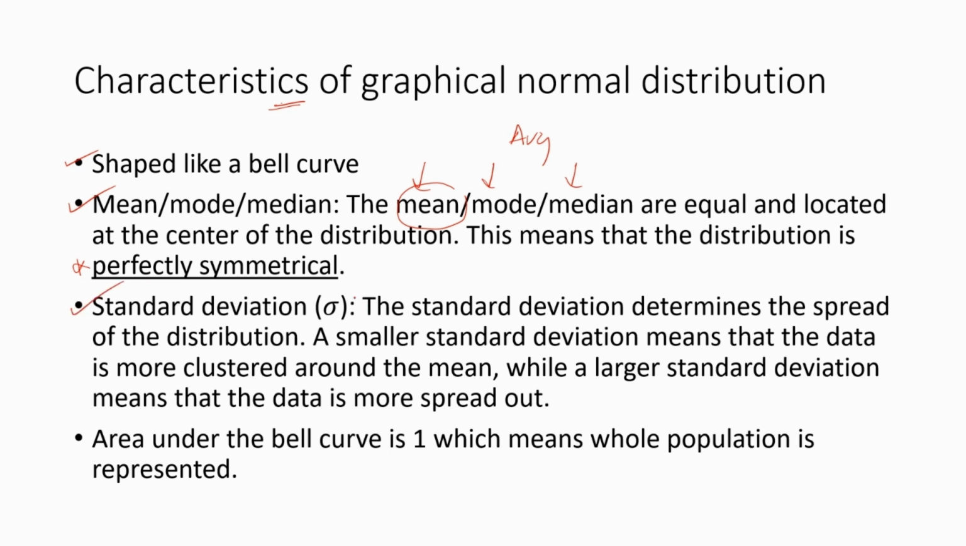Standard deviation. This is denoted by the Greek letter sigma. The standard deviation determines the spread of the distribution. A smaller standard deviation means that the data is more clustered around the mean, while a larger standard deviation means that the data is more spread out. Simply, this is the volatility of the data around the mean value. The higher the standard deviation, the higher the risk. The lower the standard deviation, the lower the risk.